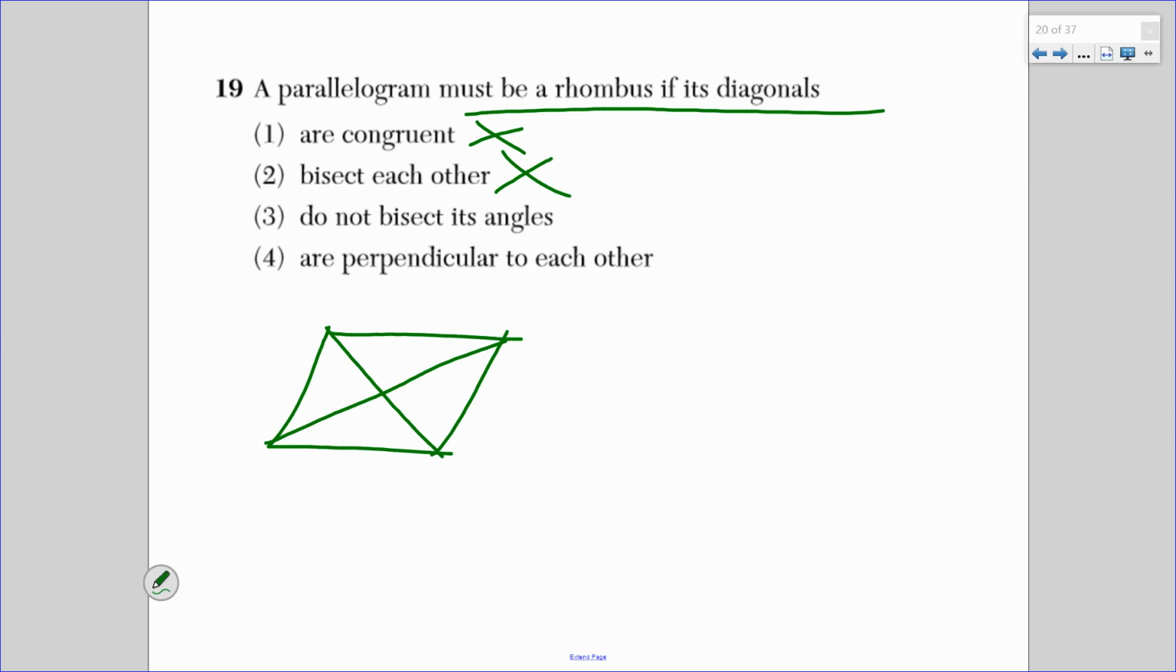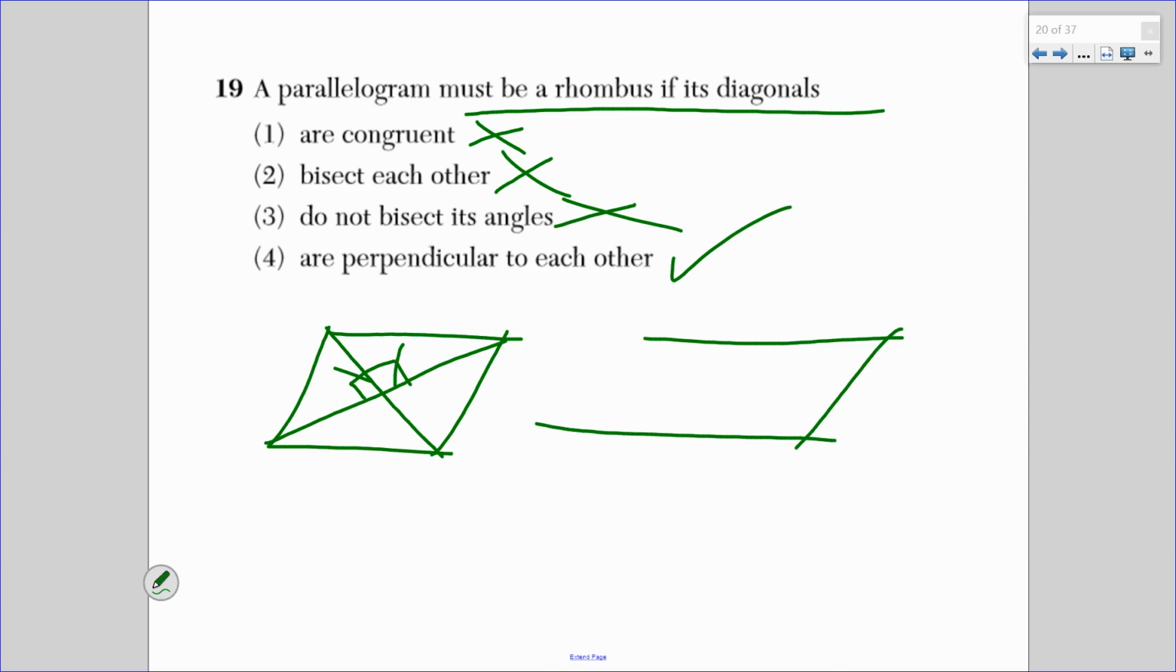The diagonals do not bisect its angles? No. They do bisect the angles. The diagonals are perpendicular to each other? Yes. In a rhombus, they're perpendicular to each other. In a parallelogram, they are not perpendicular to each other. Choice four.